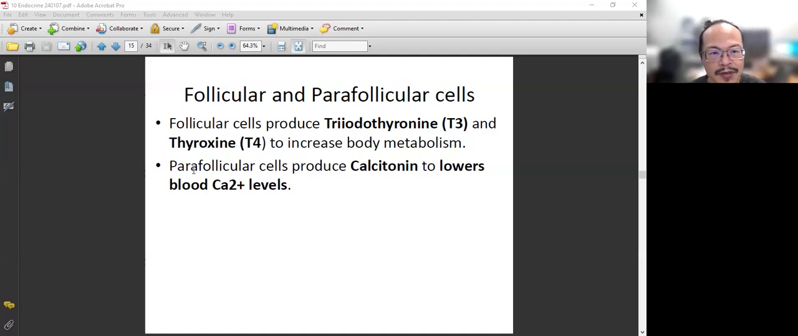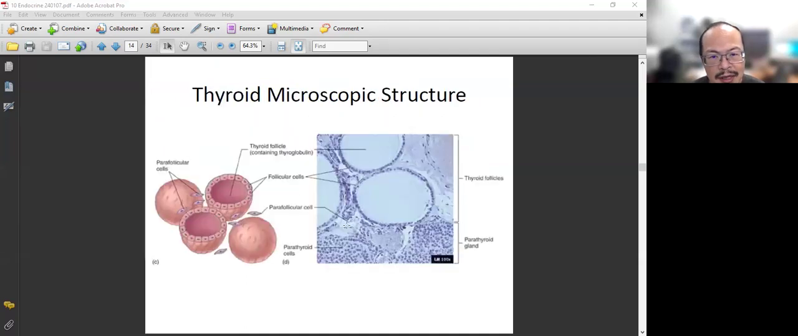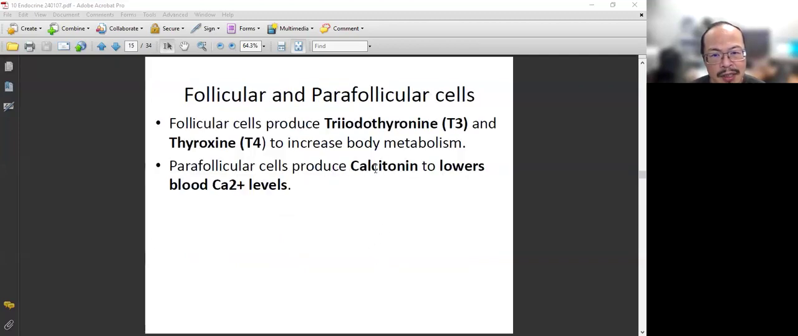And another one is from the parafollicular cells right here. Let me show you here. These are parafollicular cells. They are not follicular cells, they are parafollicular cells. They produce another group of hormone. This hormone is called calcitonin. Calcitonin is produced from the parafollicular cells. Its function is to regulate blood calcium level. If the blood calcium level is too high, this one will reduce it by storing calcium into our bone. Basically that's its function.